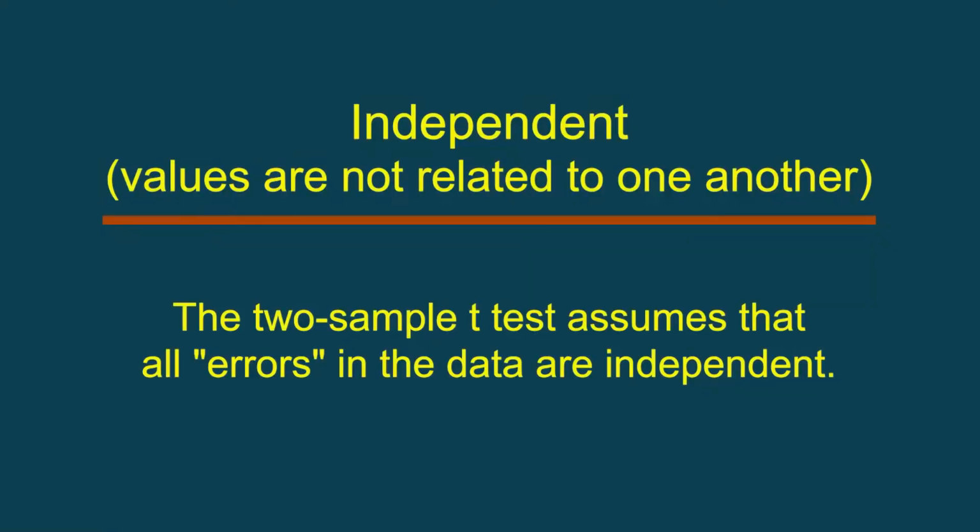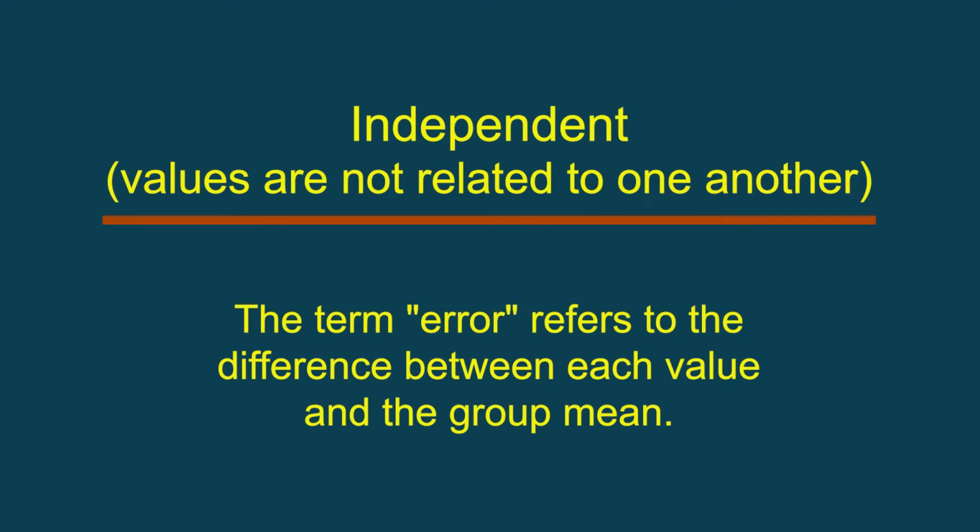The two-sample t-test assumes that all errors in the data are independent. Now, what do we mean by the errors? The term error refers to the difference between each value and the group mean. Now see, when we draw a sample from a population, there will be several observations. So for these observations, there will be a mean. So the difference between each observation and the group mean will be called the error.